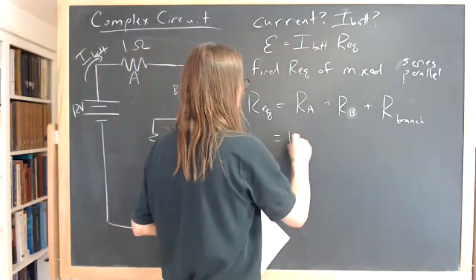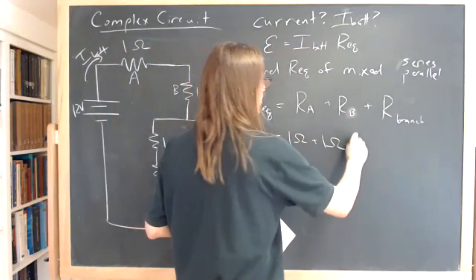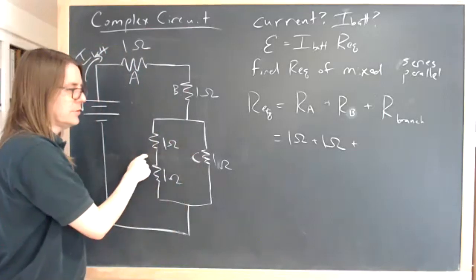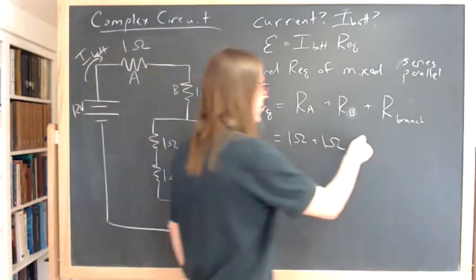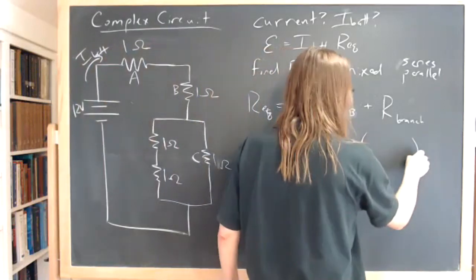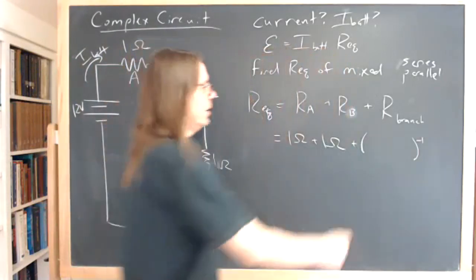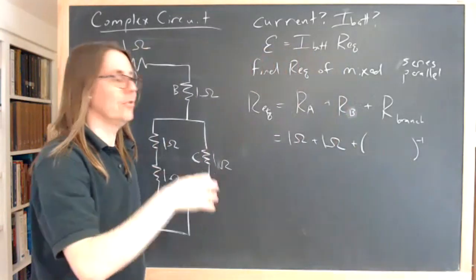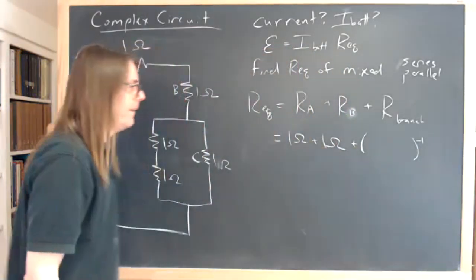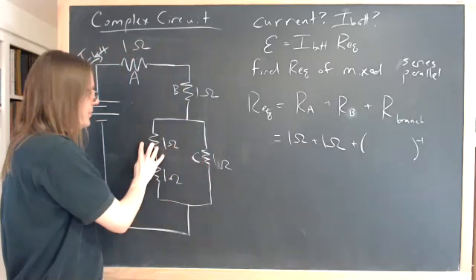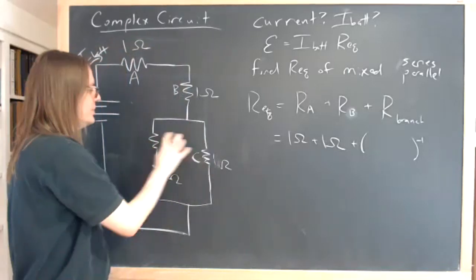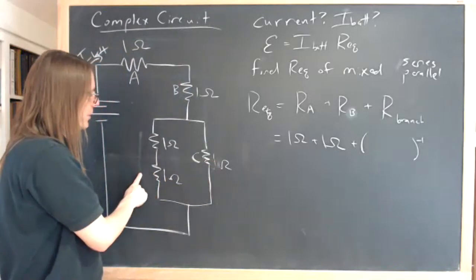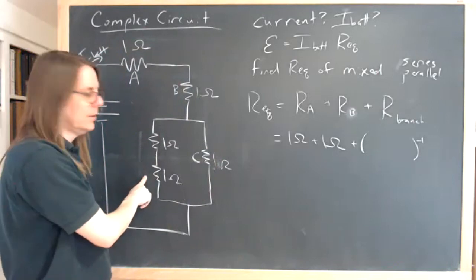So let's do that. This is 1 ohm plus 1 ohm plus, now what is the resistance of the branch? If we want to get a term here that is like a resistance, we're going to add 1 over one side plus 1 over the other side. But remember, that's 1 over R of the branch, so we're going to flip it back over. These are two resistors in parallel. This side is 1 ohm. This side, oh my God, we have series again. But you can do it real quick. It's 2 ohms. 1 plus 1 is 2.